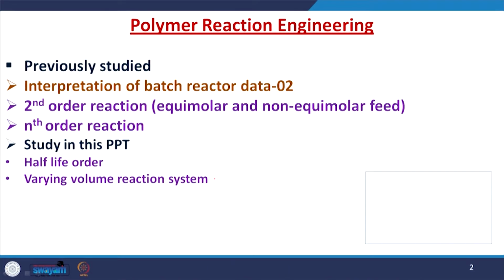Welcome to the next phase of the interpretation of batch reactor data for reactor design. Previously, we studied the interpretation pattern of batch reactor data. Under this head, we discussed the second order reaction, both for equimolar and non-equimolar feed. We developed the mathematical equation for nth order reaction for the prediction of batch reactor data. In this particular lecture, we will discuss the half-life method and the varying volume reaction system.